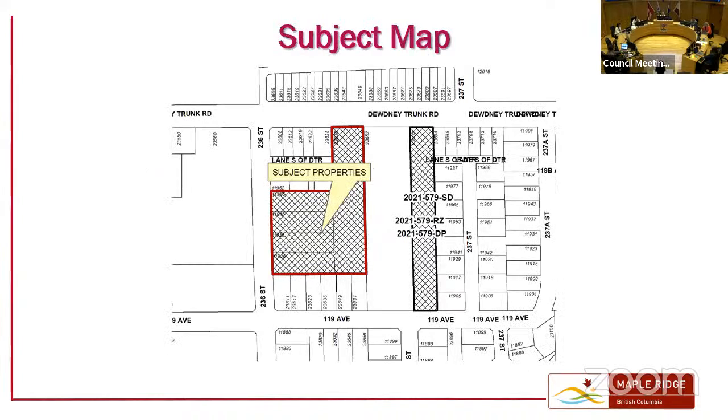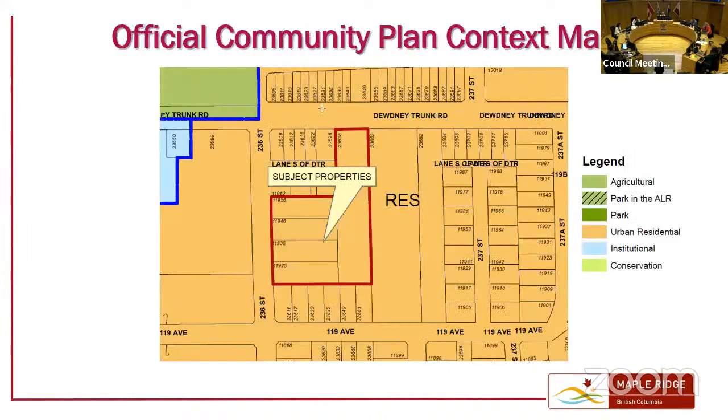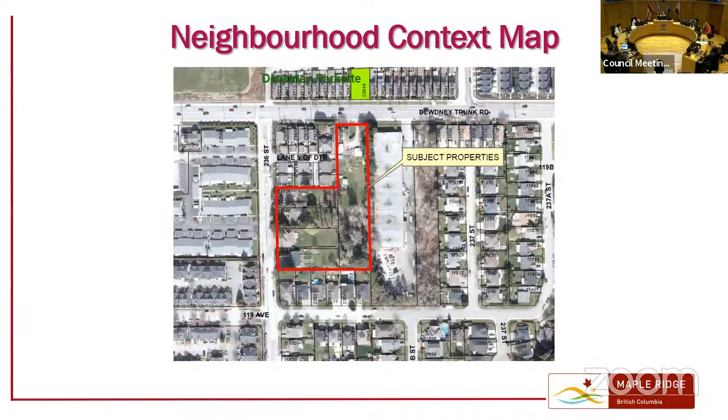The subject property is outlined on the screen, and the official community plan context is shown as well. So it's designated urban residential. The neighborhood context is shown on the screen. So to the north, there's single detached residential across the road. To the northwest of the subject properties, there's townhouse residential and single family residential. To the west, there's townhouse residential across the street. To the east, there's retail, and to the south, there's single detached residential.